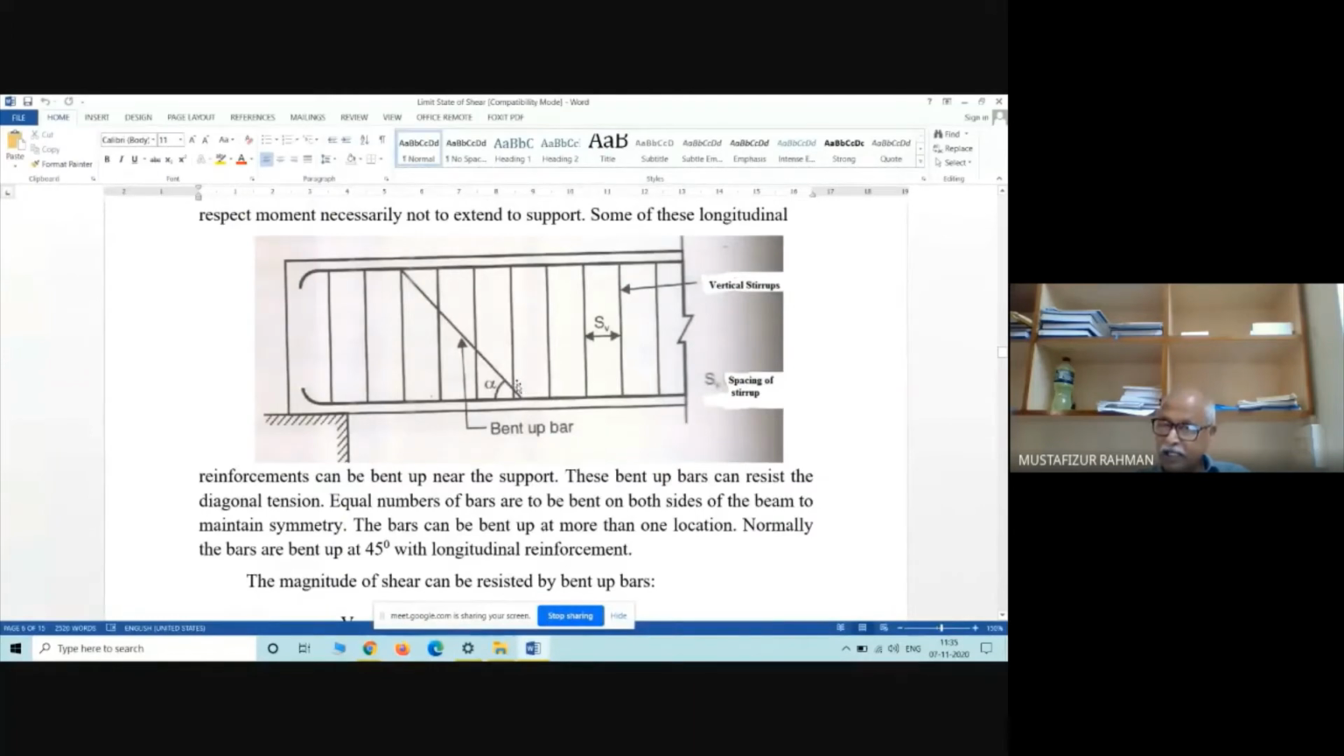The bottom bar is raised to the top, then it's bent. So it is a combination of vertical stirrups and inclined bar, or raised up bar. But what we can do, we will not bend up any bar from bottom to top. Since shear is acting along the diagonal, shear reinforcement will also be provided along the diagonal.